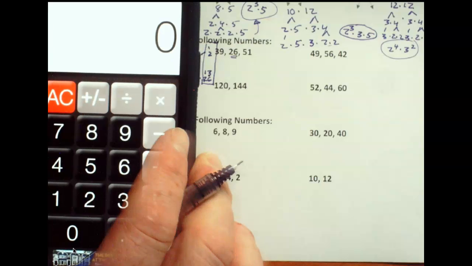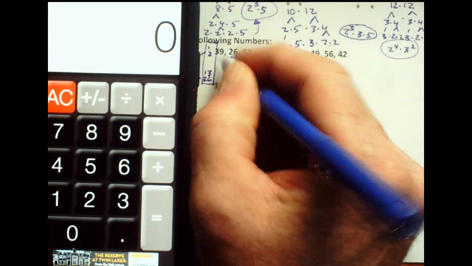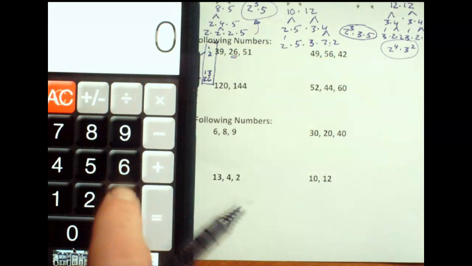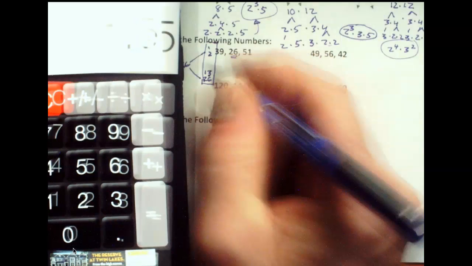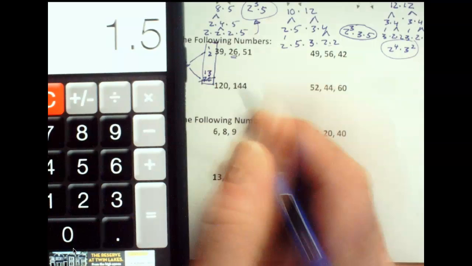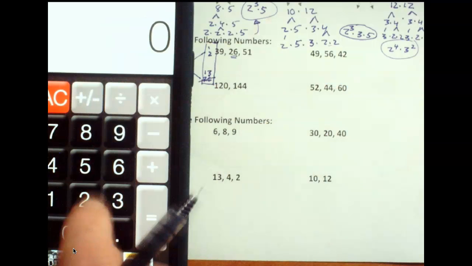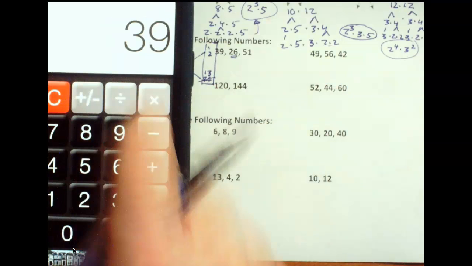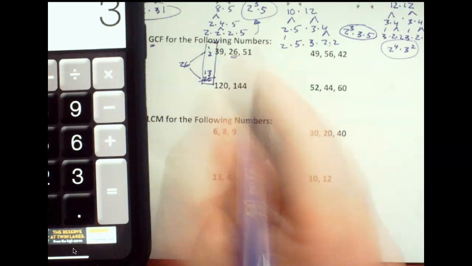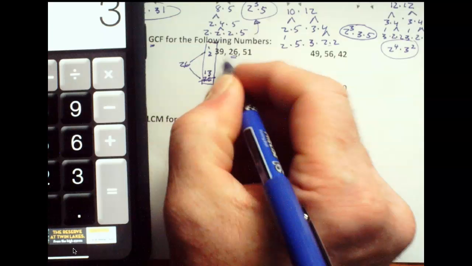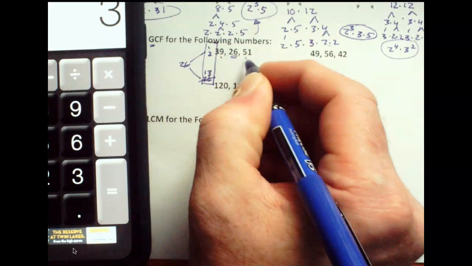So I'm going to see if 26 goes into 39 evenly. 39 divided by 26 equals 1.5. No. So it can't be 26. So let's try 13. 39 divided by 13 equals 3. So it works for that. I've got to make sure it works for 51.